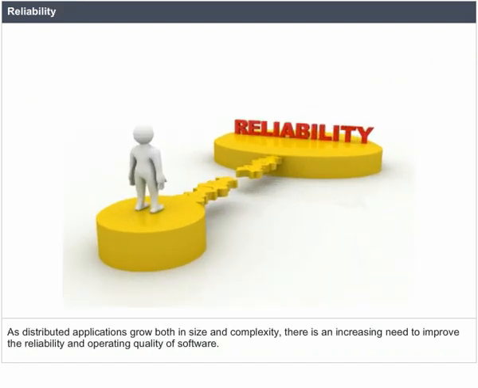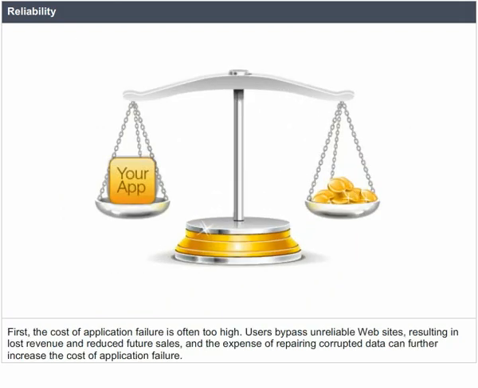Reliability. As distributed applications grow both in size and complexity, there is an increasing need to improve the reliability and operating quality of software. First, the cost of application failure is often too high. Users bypass unreliable websites, resulting in lost revenue and reduced future sales, and the expense of repairing corrupted data can further increase the cost of application failure.